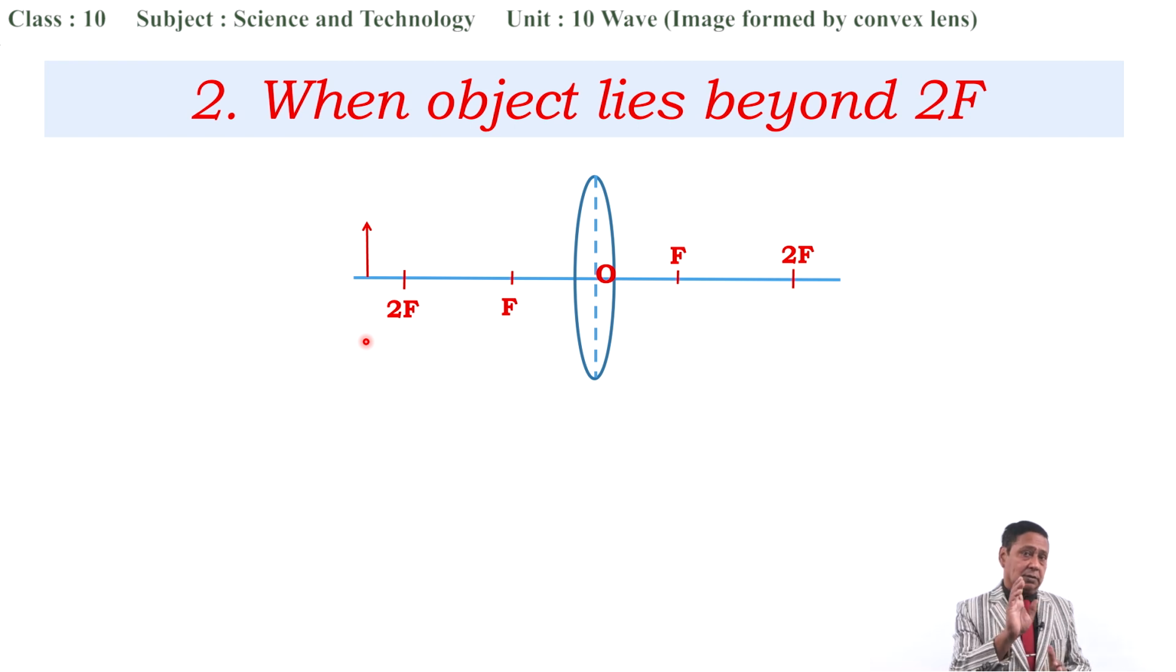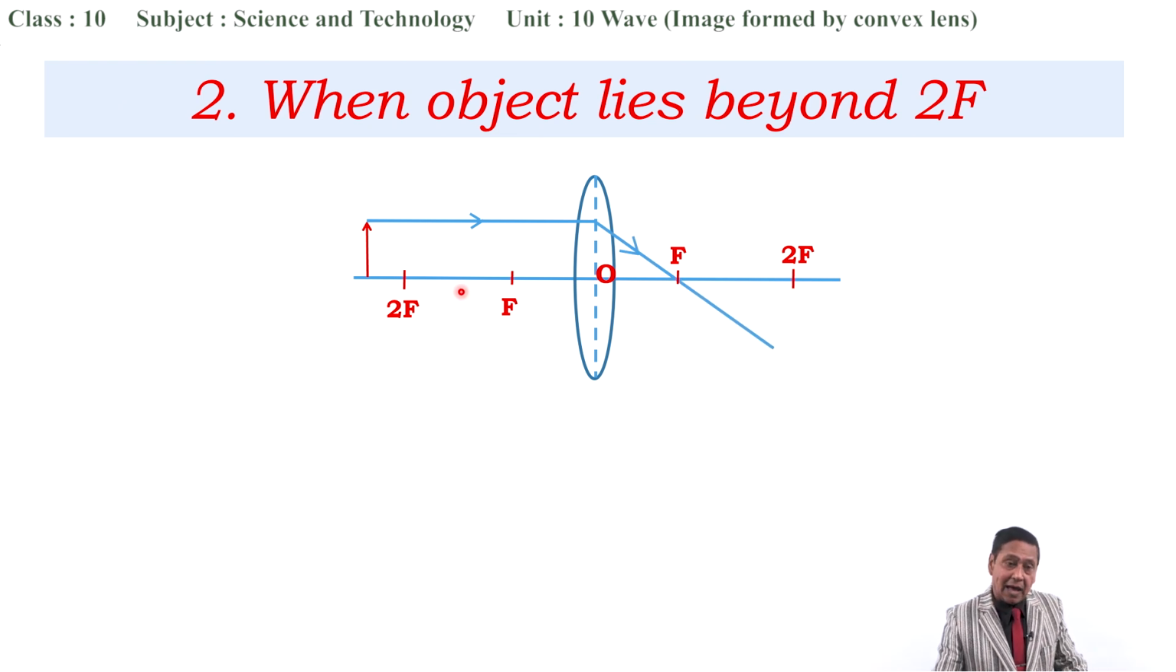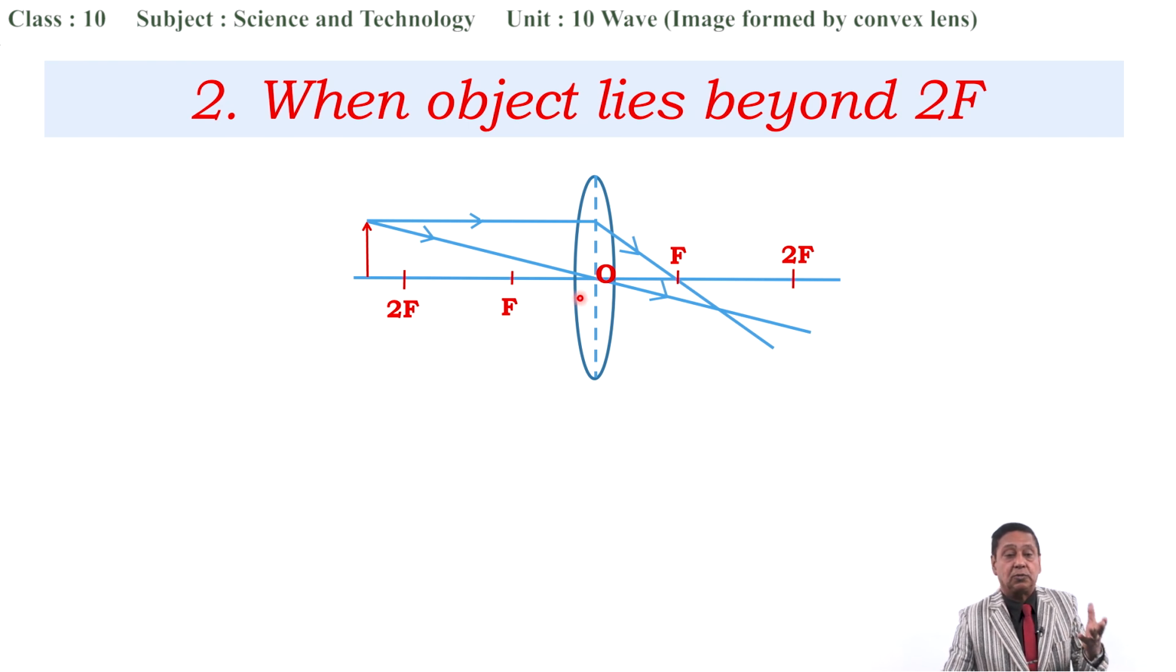Now we are using the rules for the formation of image. First rule was a ray of light coming parallel to the principal axis passes through focus, and second was a ray of light passing through the optical center passes straight without deviation, isn't it? The same we are using here. From the head of the object, I want to draw one ray of light parallel to the principal axis, and rule says that it passes through focus this way. And another ray of light I want to draw from the head of the object again, and it passes through optical center. I am drawing through optical center and it passes straight without deviation.